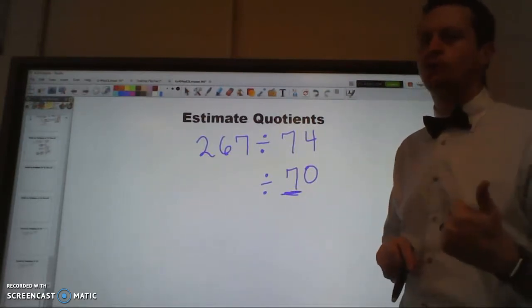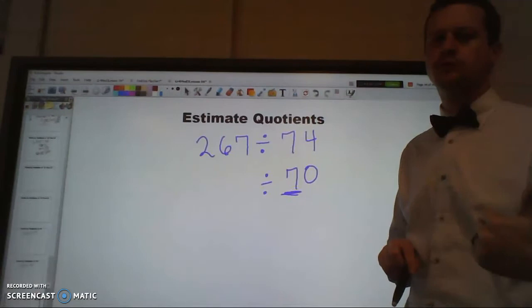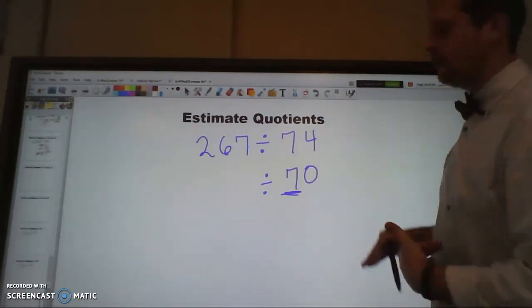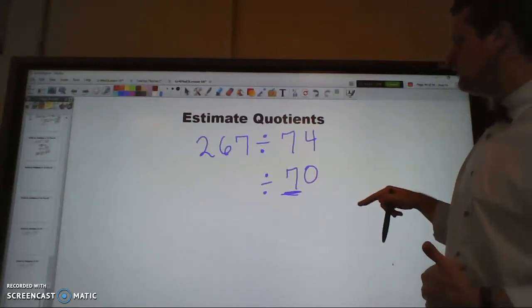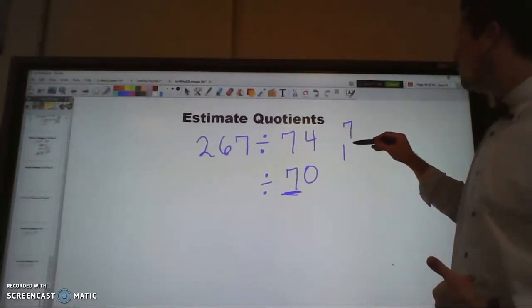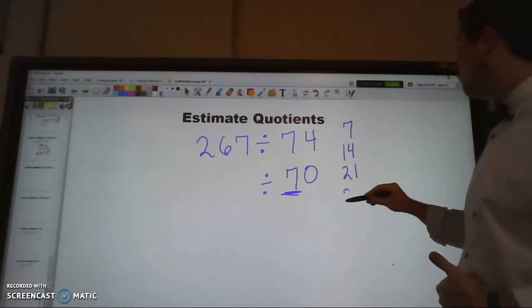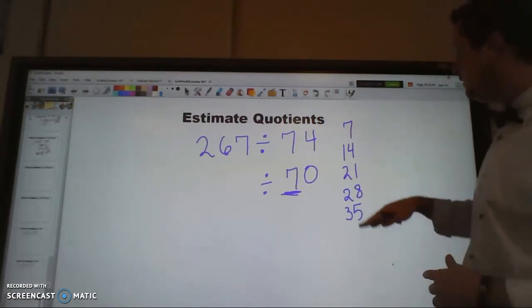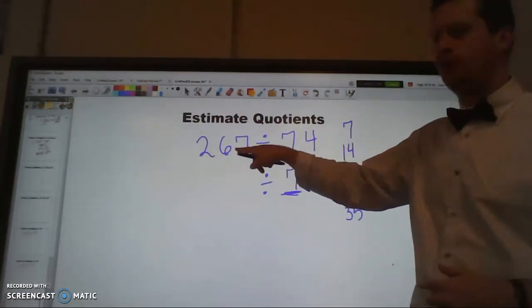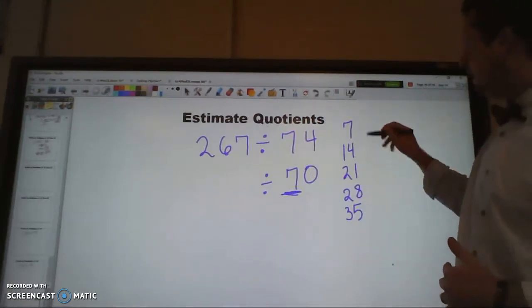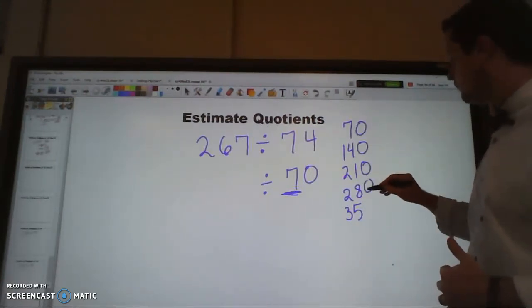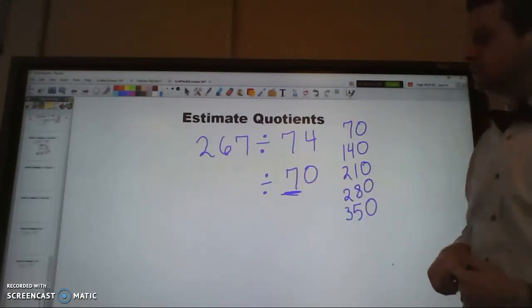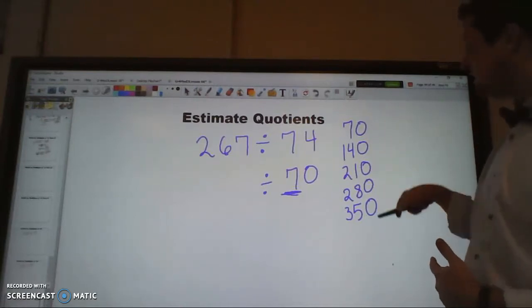And this is where knowing your multiples is super, super important. So knowing 7 times 1, 7 times 2, 7 times 3. So I'm going to write those down real quick. Okay, so we have a 7. We've got 7, 14, 21, 28, 35. I'm going to stop right there for right now because I see a number that's kind of close to 267. Now remember, I can add zeros to these. Because really we're not looking at 7, we're looking at 70. Okay, so really I'm writing down my multiples of 7, and then I just added zeros behind it.